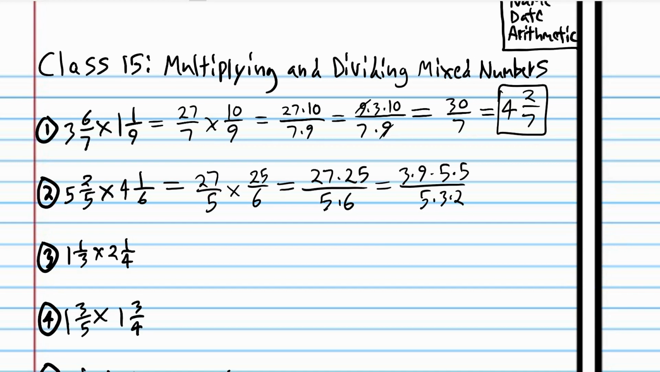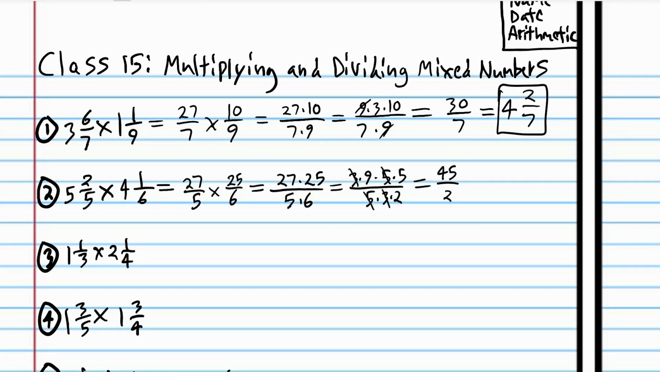So the reason that I factored in that particular way is because I know there's a 3 on top and there's a 3 on the bottom, so I can cancel those out. There's a 5 on top and a 5 on the bottom. I can cancel those out. So you're left with 9 times 5, which is 45. And I know that because I know my multiplication facts. And the 2, we just leave the 2. So 45 over 2.